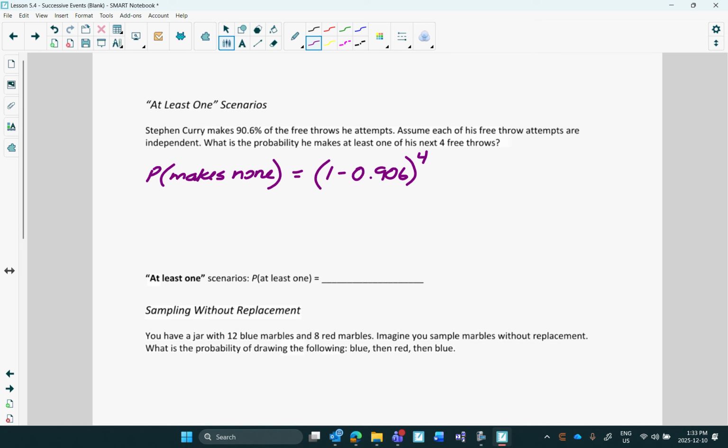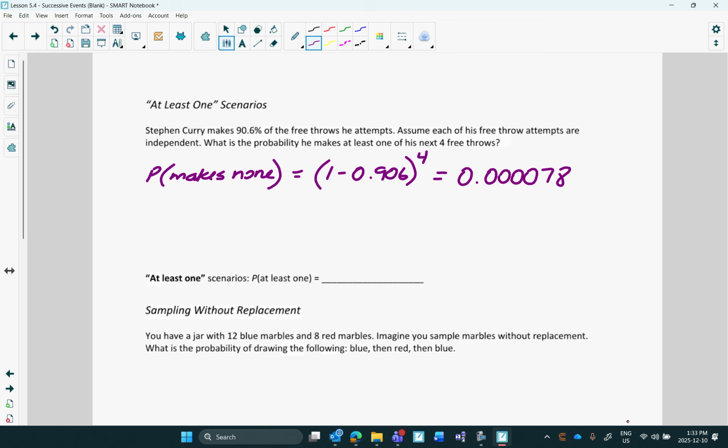So 0.094 raised to the 4th is about, oh, I got scientific notation. 0.123478. So I got that right? Let's see. Yeah, I got that right. So it's about that. Very small.